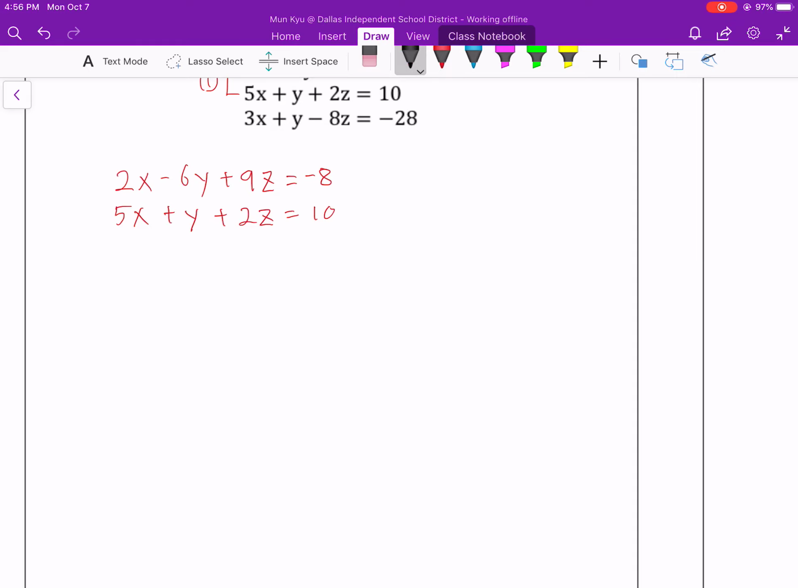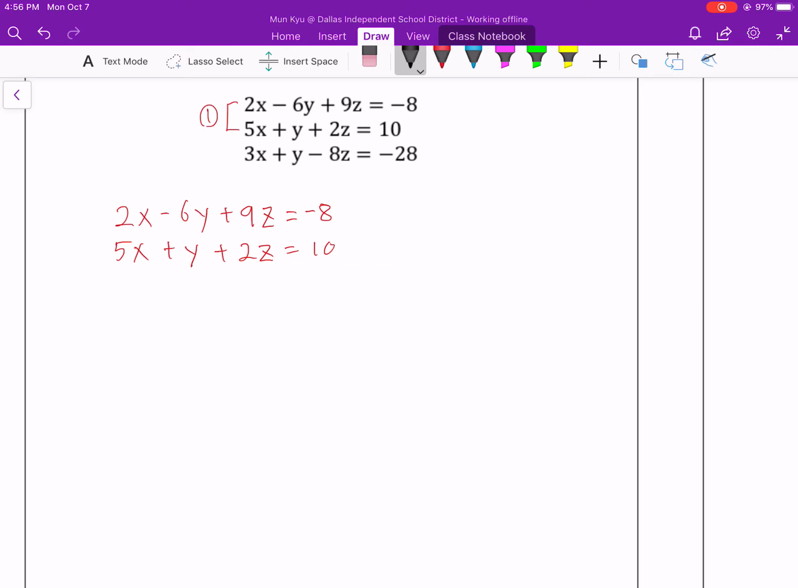Cool. So now, as I said, we want to get rid of x. And apparently here we have 2 and 5. 2 does not go into 5, and 5 does not go into 2. So what we have to do is multiply by each other, top and bottom. On the top, you have to multiply by 5, and you have to multiply by 2 here.